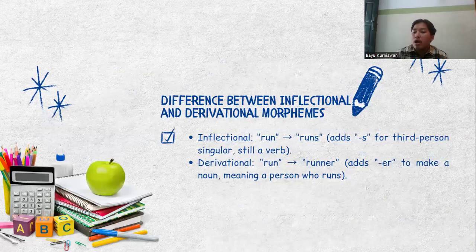Inflectional: runs, s for third person singular, still a verb. Derivational: runner, er to make a noun, meaning a person who runs.